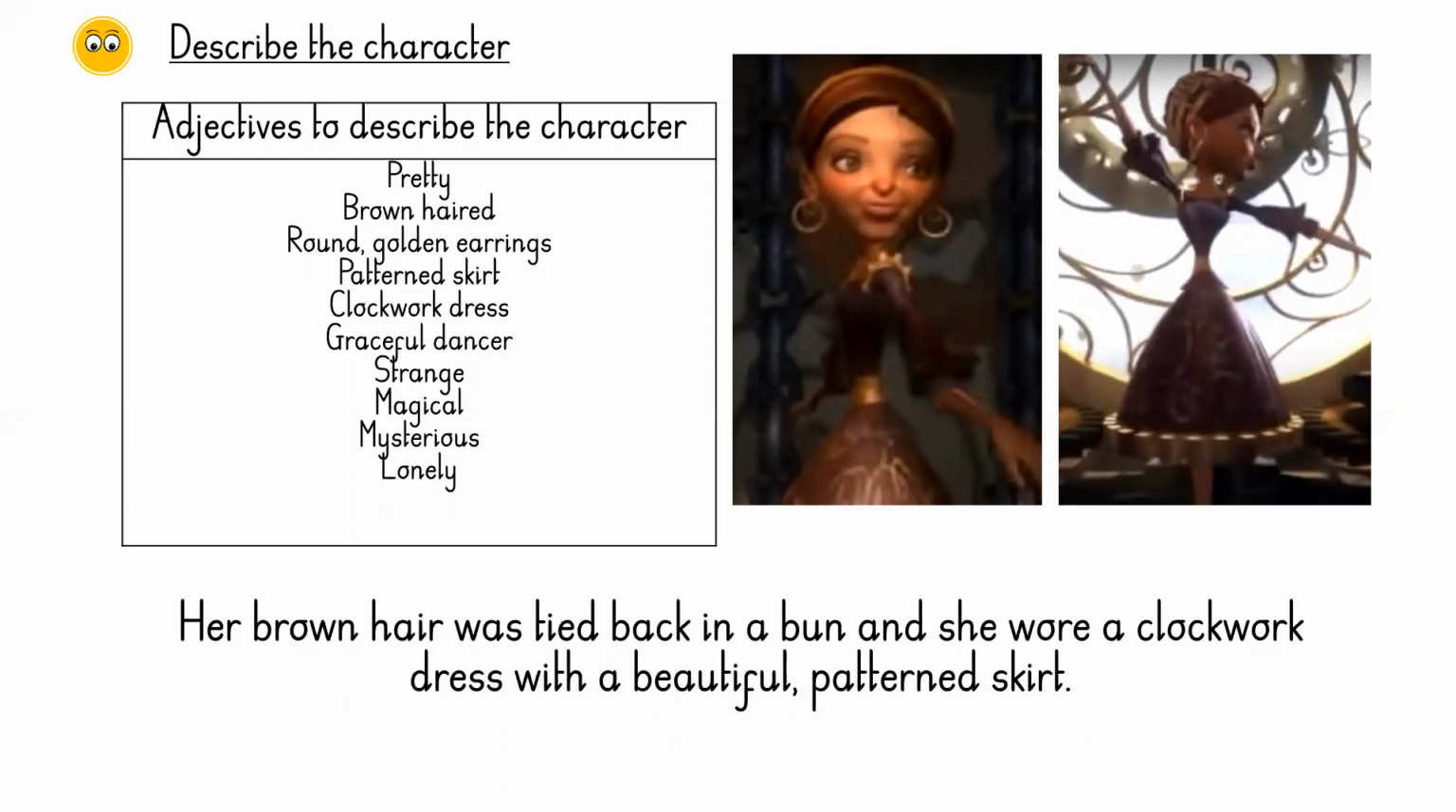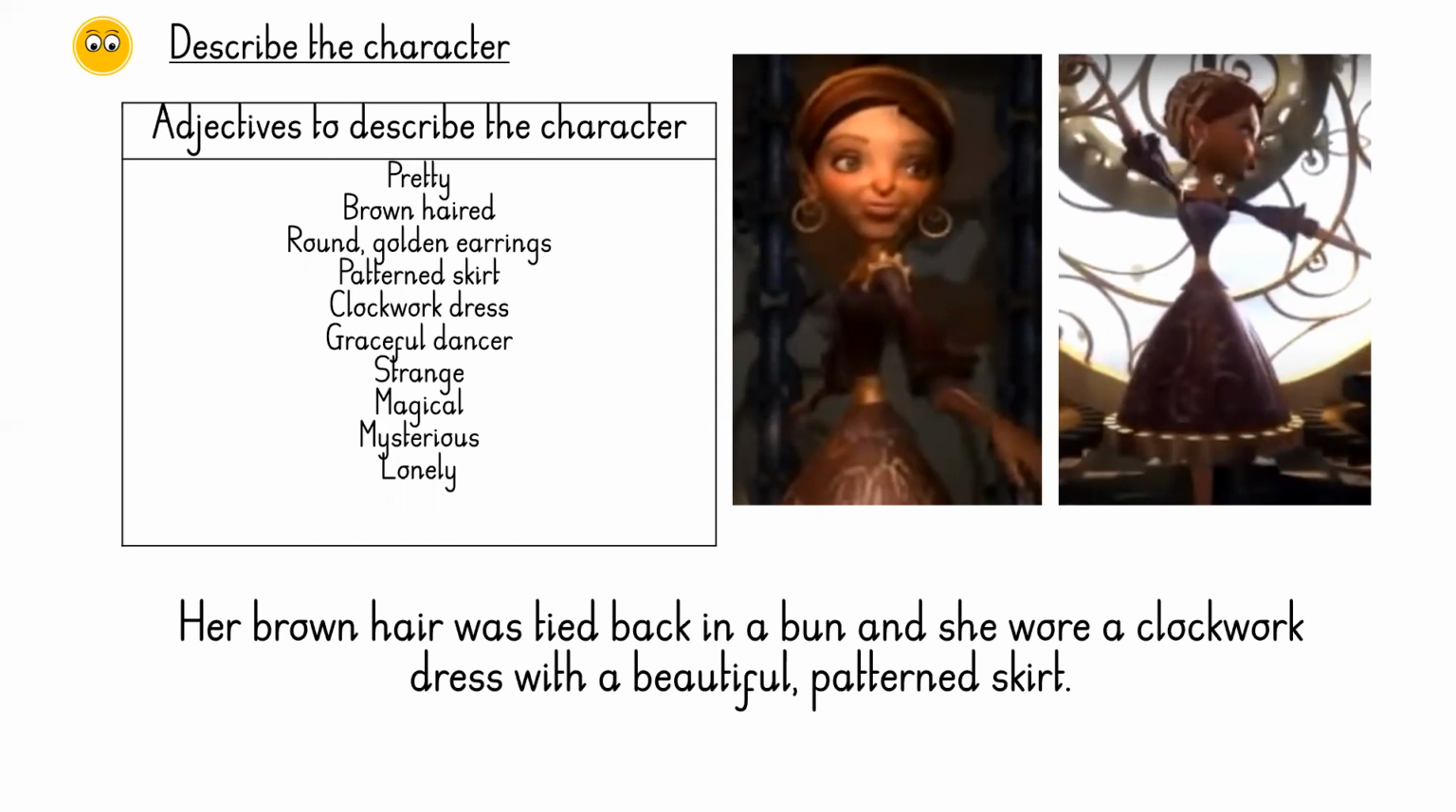That's it. But anything else, you can make her look however you want. So try and think of some really exciting adjectives to describe her. You can almost definitely do better than some of my examples, because I've gone quite safe with my vocabulary choices. So I've said she's pretty, she's brown haired, she's wearing round golden earrings, she's got a patterned skirt, she's got a clockwork dress. She's a graceful dancer. She might be quite strange if she's in the tower. She might be magical. She might be mysterious, or she might be lonely.